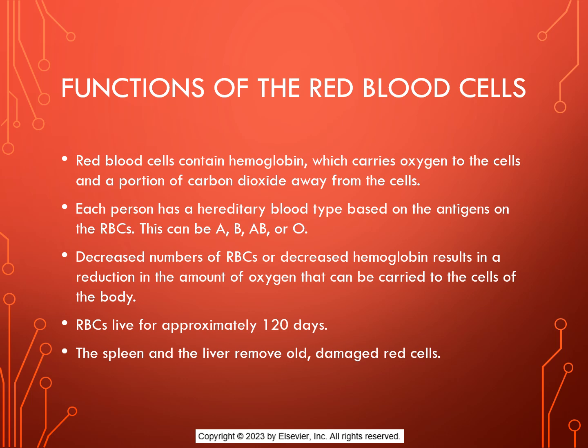Functions of the red blood cells. Red blood cells contain hemoglobin, which carries the oxygen to the cells and a portion of carbon dioxide away from cells. The normal laboratory range for red blood cells for adults is 4.2 to 6.2 million per millimeters, and it varies by gender. The normal laboratory range for hemoglobin in adults is 12 to 18 grams per deciliter, and this also varies by gender. Red blood cells will live for approximately 120 days. The spleen and the liver remove old, damaged red blood cells.